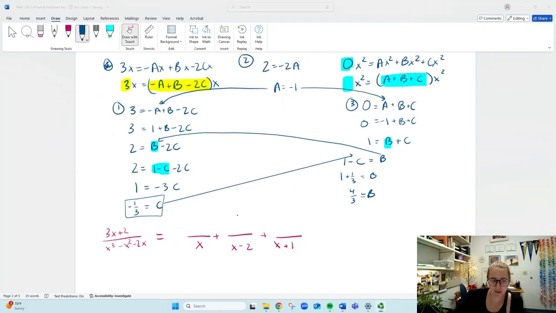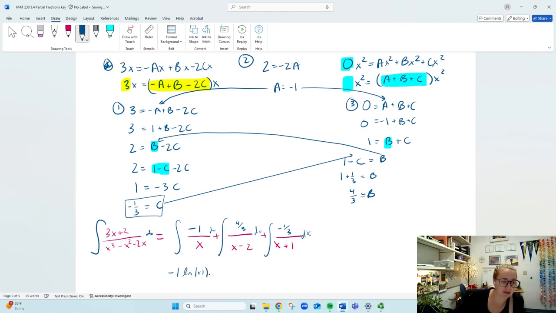I have grabbed my equation from up above. This was originally my a, which is now -1. This was originally my b, which is now 4/3. And this was originally my c, which is now -1/3. My whole goal was to find the integral of this with respect to x, and so I can do that by taking the integral of each one of these terms, which first one, not too bad. My -1 is a constant. Integral of 1 over x is just ln of absolute value of x.